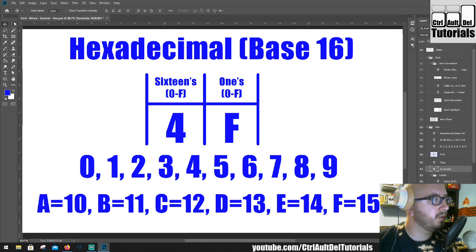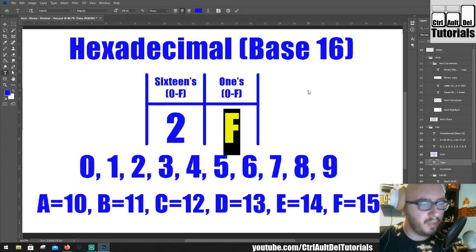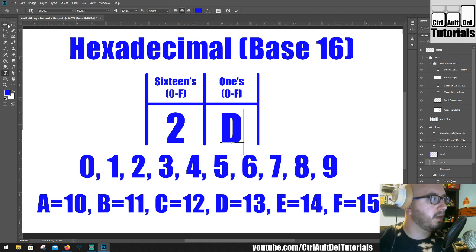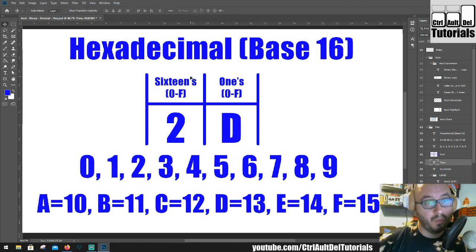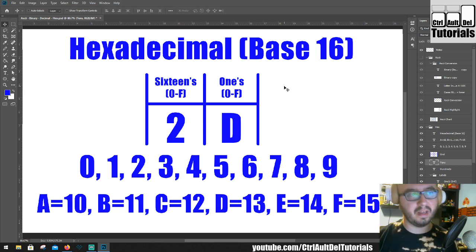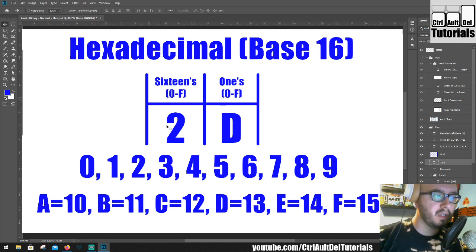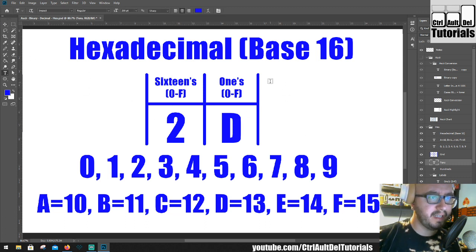Actually, let's do 2, and let's say 2D. So they're telling us we have to convert from hexadecimal to binary. I'm going to walk you through the steps of how we would do that. First, we have to figure out the decimal value of this. So 2 16ths, that's 32.